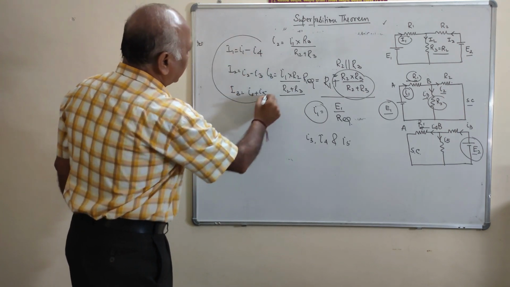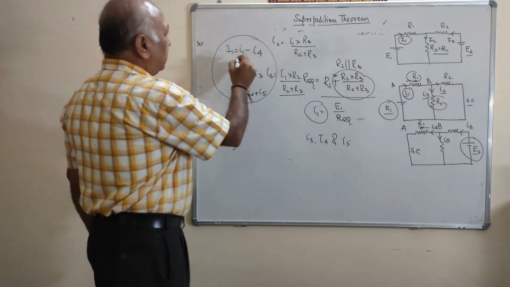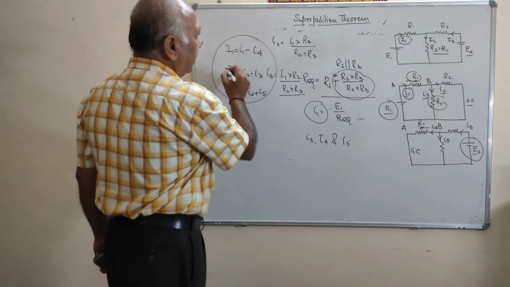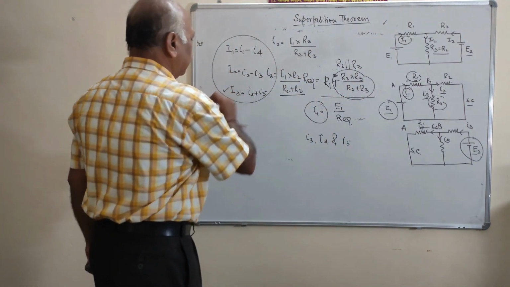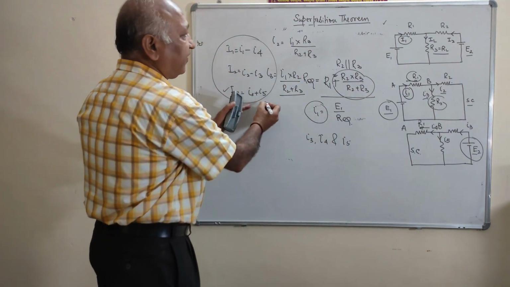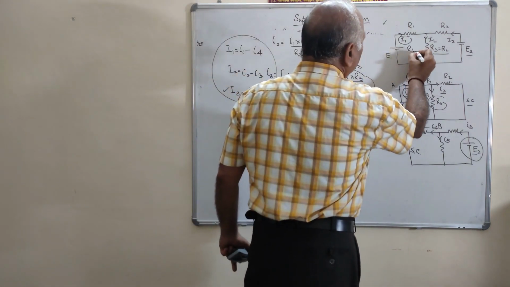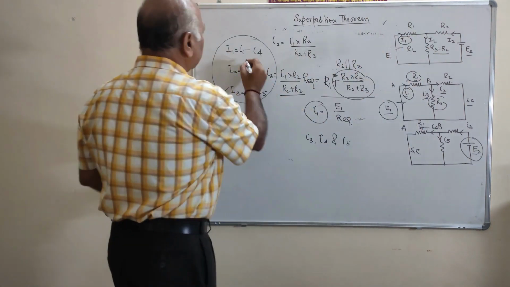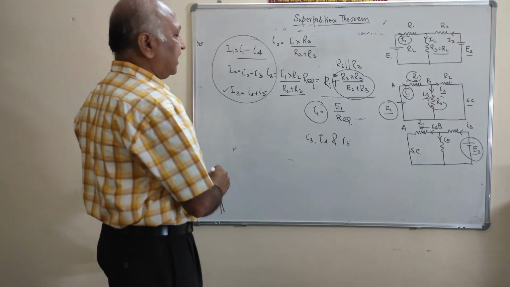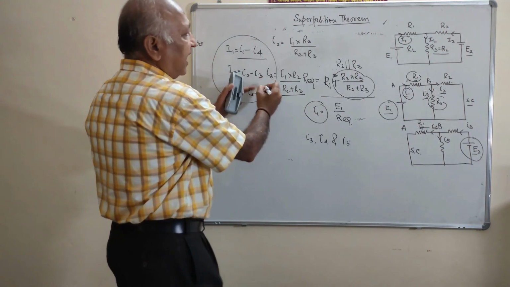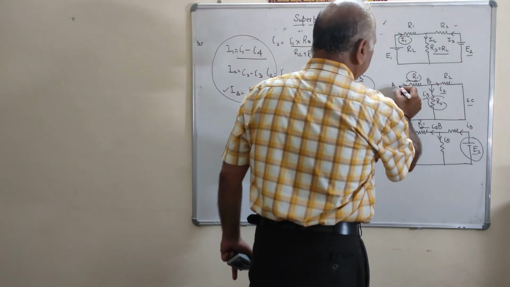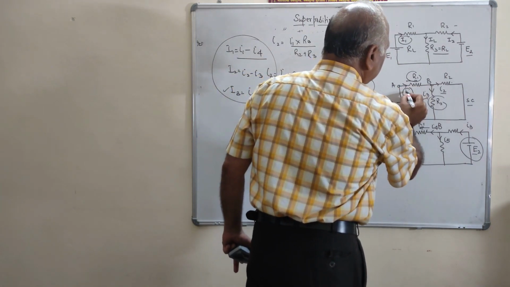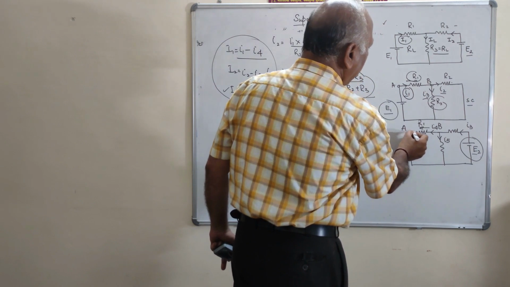That means this is the algebraic sum. Clear? So what can we do? Since R3 equals RL, we only needed the value of I3, I3 plus I5. If this is RL, then I1 has to be calculated. So what will I1 be? I1 minus I4, and I2 minus I3 in case of R2.